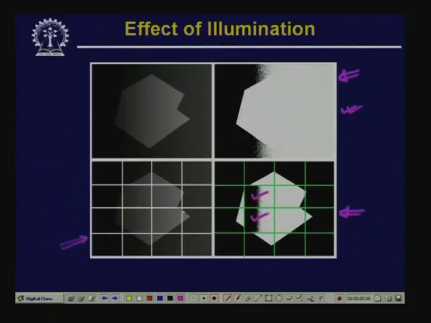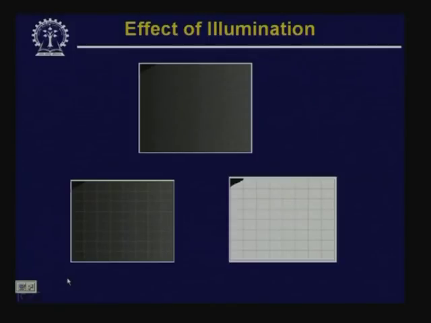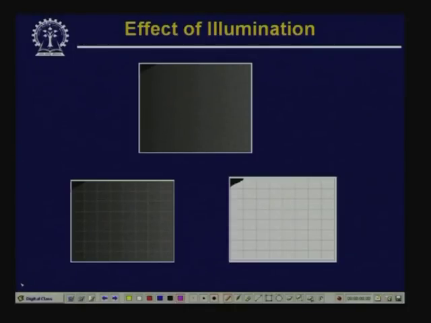Now, let us try to analyze why this adaptive threshold has not been successful for these two subregions. If I look at the nature of the image, if you look at this top image, you find that here is a boundary where this very small portion belongs to the background and this large portion of the image belongs to the object. Now, if I plot the histogram of this, the histogram will be something like this.